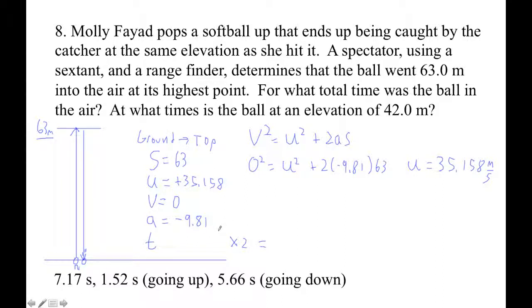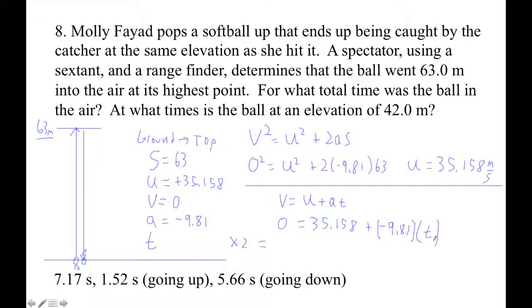So here we go. How do we do that? I think the simplest one is to use v equals u plus at. Now this is going to give us only the time to the top, but let's do it. Final velocity is 0 at the top, so 0 equals 35.158 plus negative 9.81 times my time. And this will be just time to the top.